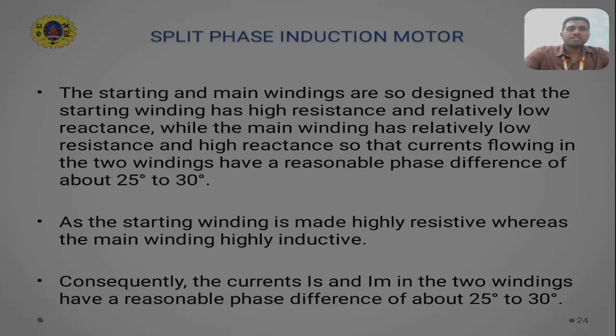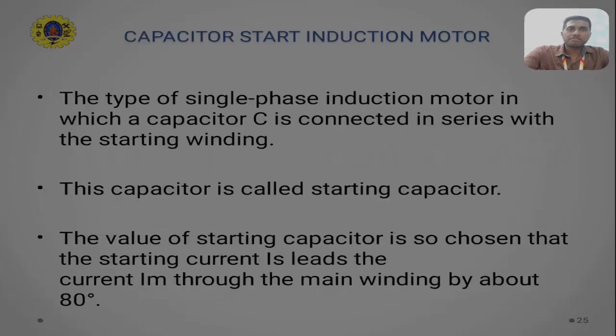Here the starting as well as the main winding are designed to have different resistance. The starting winding has high resistance and low reactance, whereas the main winding has low resistance and high reactance. Due to this, the currents flowing in the two windings have a reasonable phase difference of around 25 to 30 degrees.